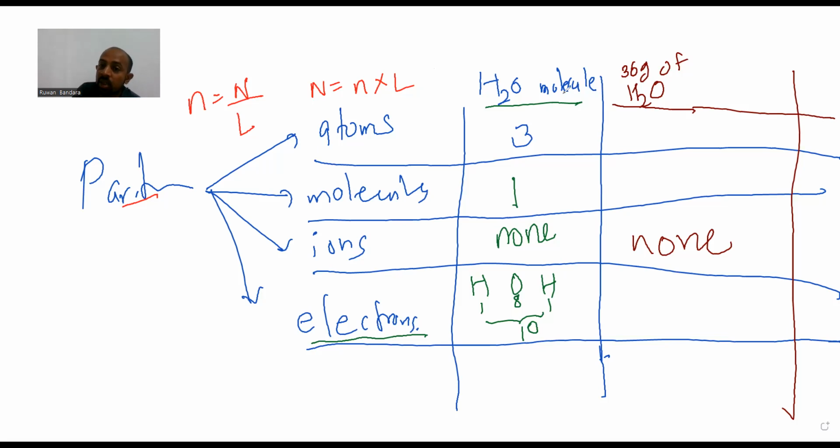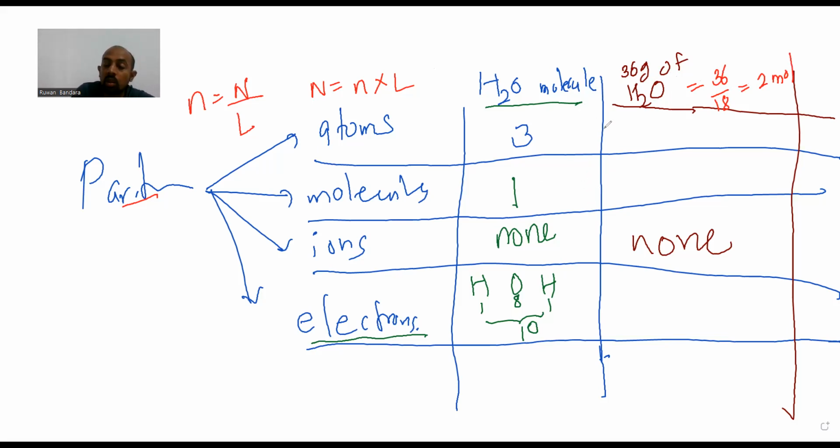That's why I gave this one. In 36 grams of water, you have 36 divided by 18, the molar mass of water, so 2 moles of water. Okay? Is this clear?